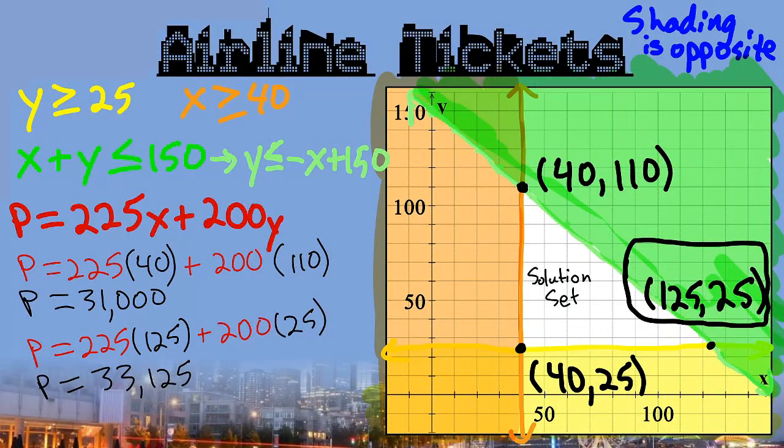No, the answer is your XY coordinate point, 125, 25. Yep. Which means 125 coach tickets, 25 first class tickets. Thank you, Ella, for checking. Much appreciated when you guys ask questions.